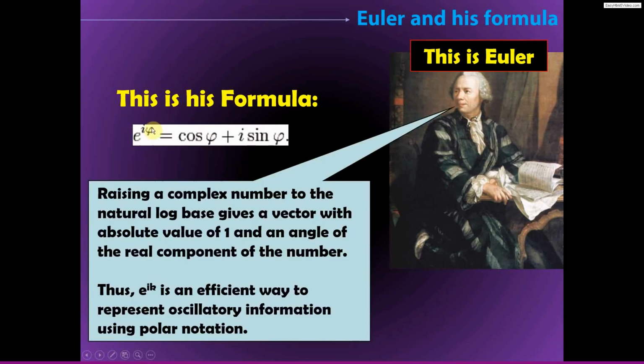Anyway, this means raising a complex number, that's this, to the natural log base, that's the e, gives a vector with a length of 1, an absolute value of 1, and an angle corresponding to the real component of that number. I'll show you what this means in the next slide, but basically the point is that this quantity is a very efficient way to represent oscillatory information using polar notation that allows us to extract power and phase information from the results of a Fourier transform or from complex Morlet wavelet convolution.